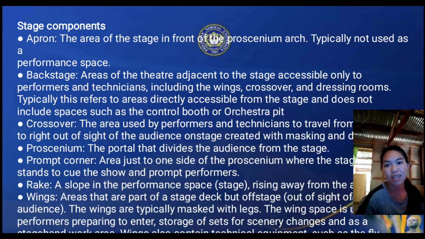Okay, now let's proceed to the backstage. Backstage is the areas of the theater adjacent to the stage, accessible only to performers and technicians, including the wings, crossover, and the dressing room. So typically, this refers to areas directly accessible from the stage and does not include spaces such as the control booth or the orchestra pit. The backstage is where our performers usually change their costumes, which is not accessible or the audience cannot see.